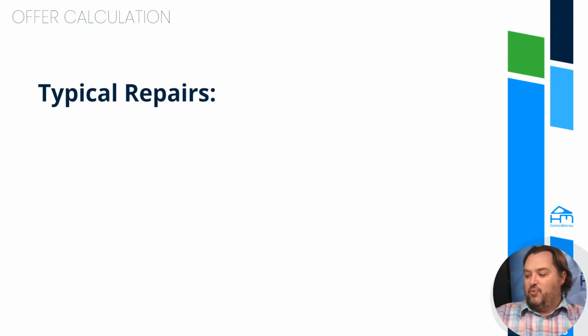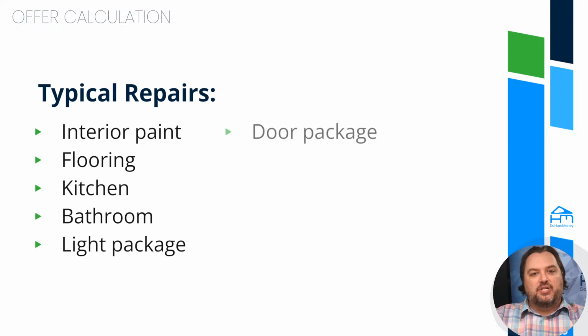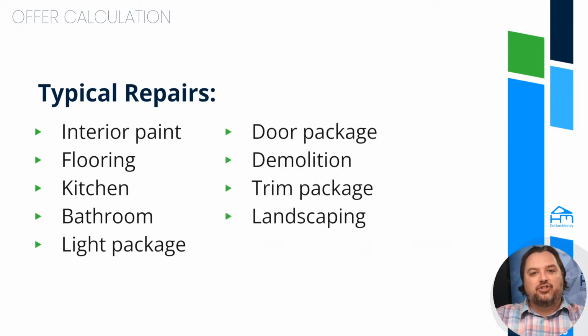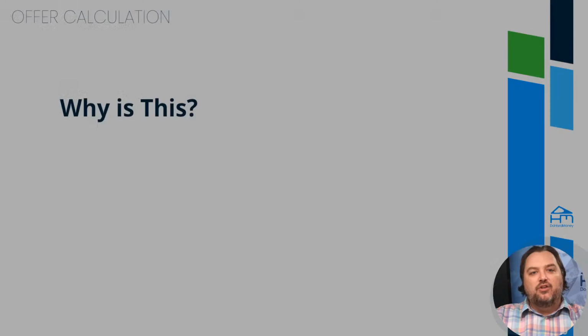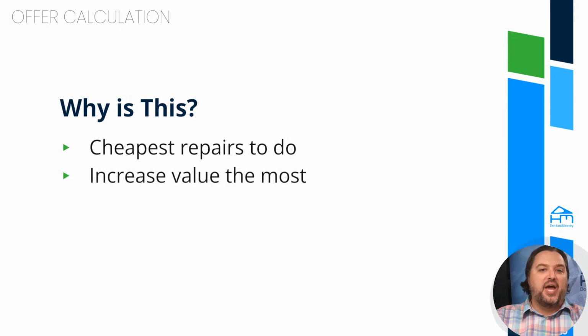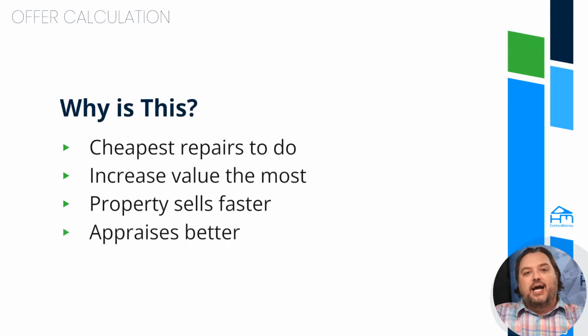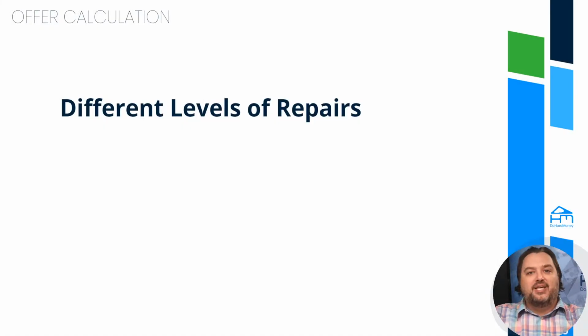You don't want to do that everywhere, but you do want to do that in one place. Repairs, interior paint, flooring, kitchen, bathrooms, door packages, demolition, trim packages, landscaping, those are all things that are typical repairs. And these things are usually the cheapest to do and get you the biggest bang for your buck. You get the most value out of those things with putting the least amount of money into them. So we're able to get a higher leverage point on those things. Also, properties sell faster and they also appraise better as those things are done.